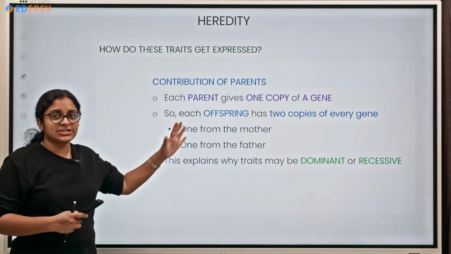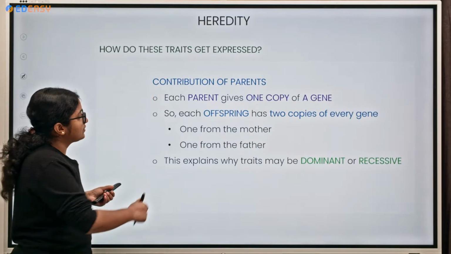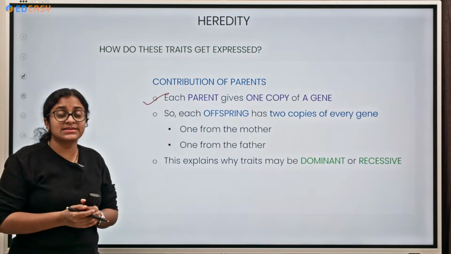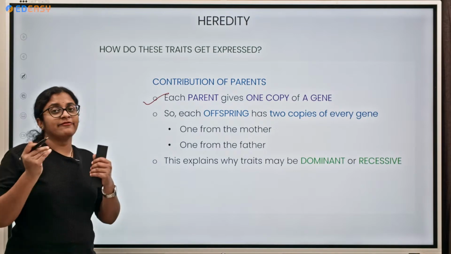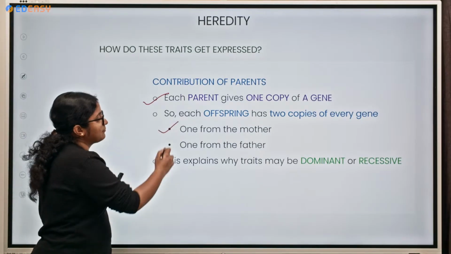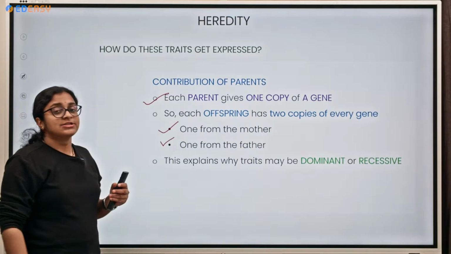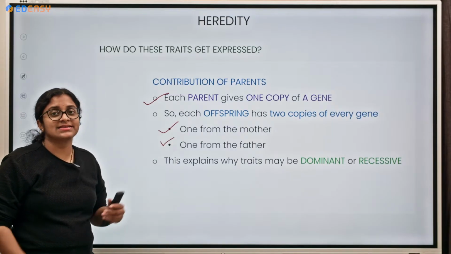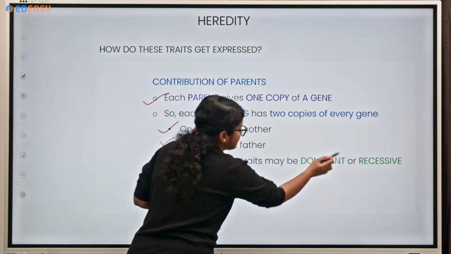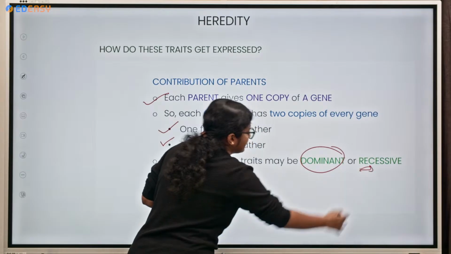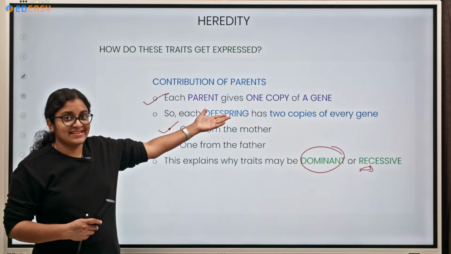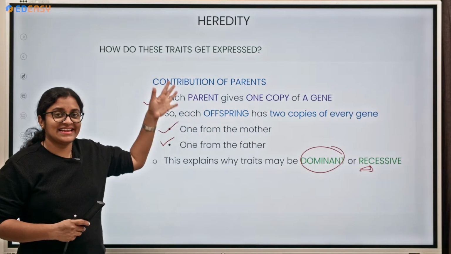Okay, so each parent is going to give one copy of a gene. That will be the contribution of the parents. So now the offspring will have two copies, one from the male parent, one from the female parent. This shows us why the traits may be dominant or recessive. The traits are either dominant or recessive. From where are they getting this? From the parent.